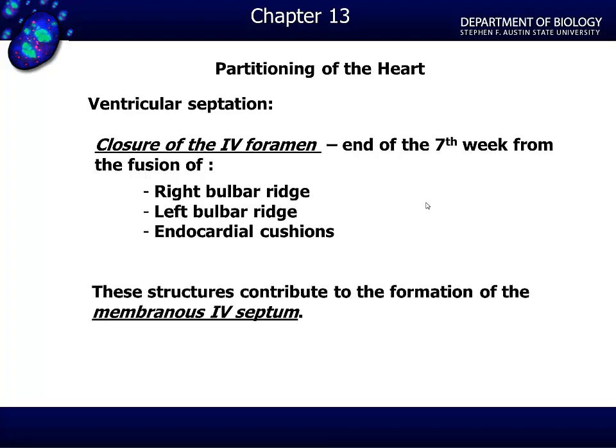But all three of these contributions are going to form the non-muscular portion of the interventricular septum, which we simply refer to as the membranous interventricular septum. Now, again, let's animate this, so we can see what's going on with the formation of the interventricular septum.